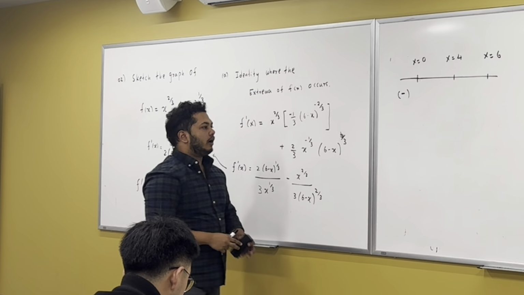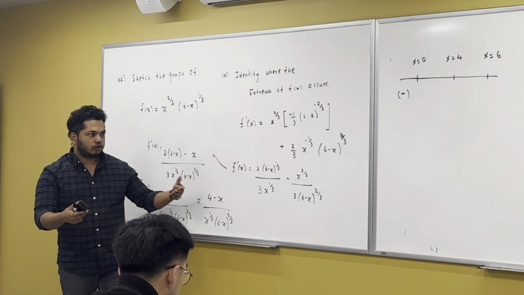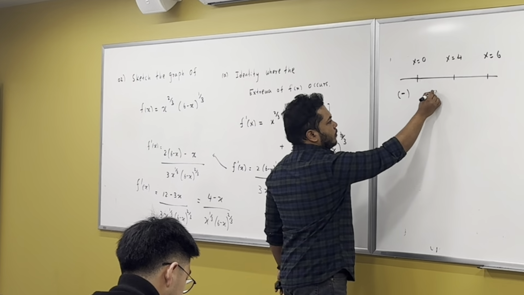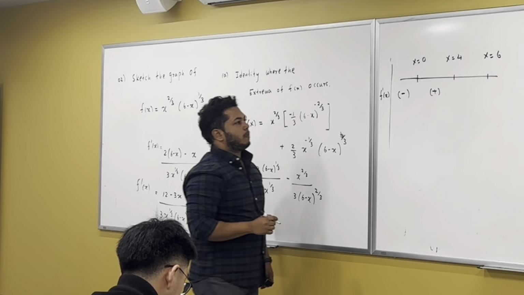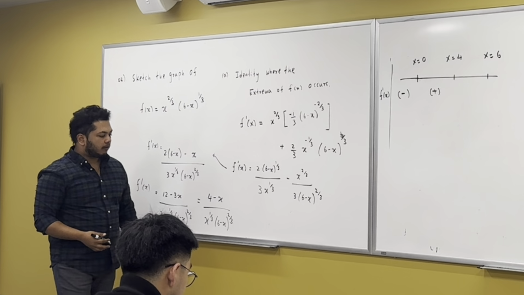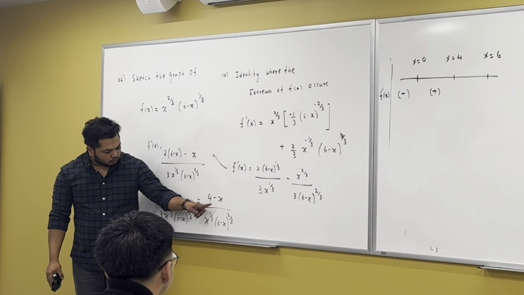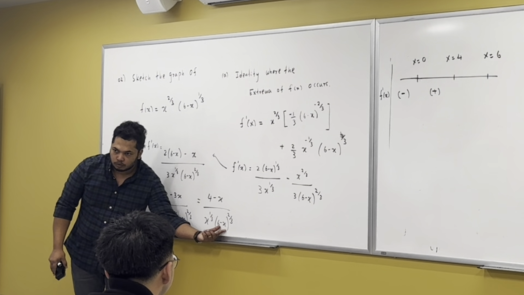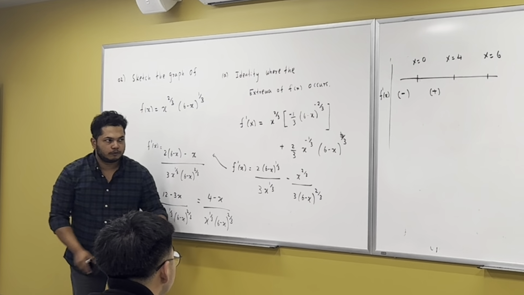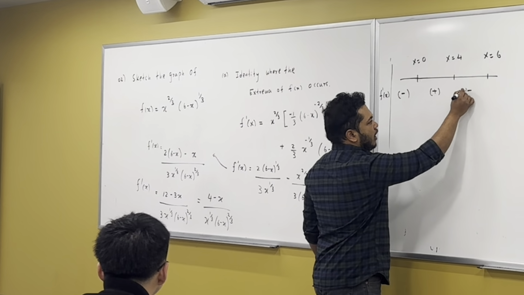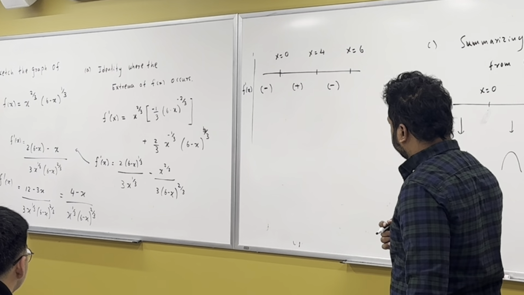How about if I plug 1? If I plug 1, this is positive, this is positive, this is positive, all positive. I'm talking about my first derivative, okay? First derivative. What about if you plug 5, for example? If you plug 5, this is negative, this is positive, this is positive. So it's overall negative. How about greater than 6? Anybody? Greater than 6?